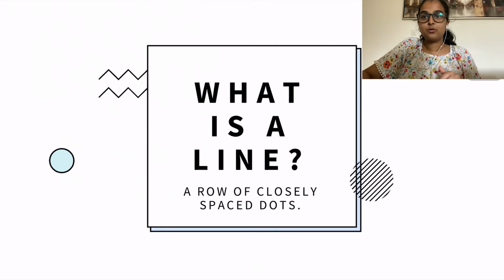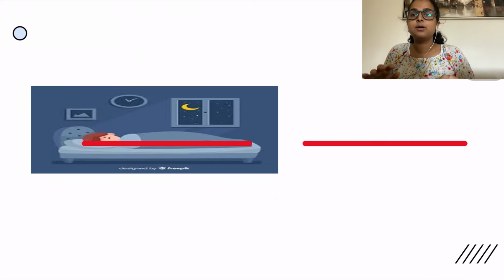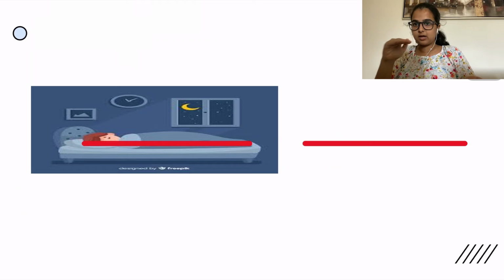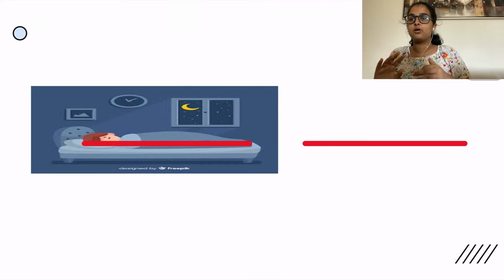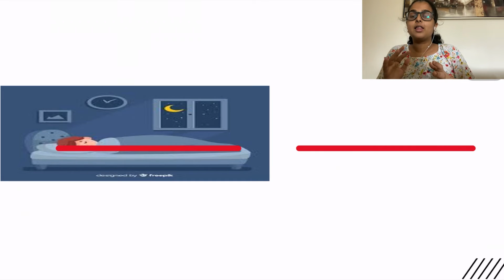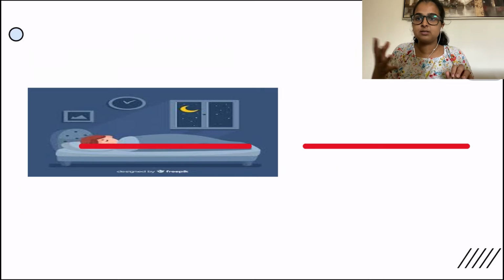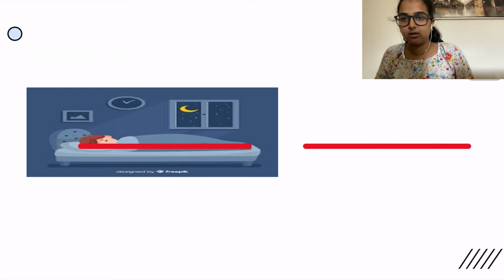Now let's talk about what a sleeping line is. Let's look at the picture of the person sleeping there. Now if I were to draw a line of how the person was sleeping, it would be a straight line in that manner, right? If I were to take the line out, it would look like the red line that you can see right here. So that red line is also known as a sleeping line because it resembles someone sleeping. And this line can also be called a horizontal line.